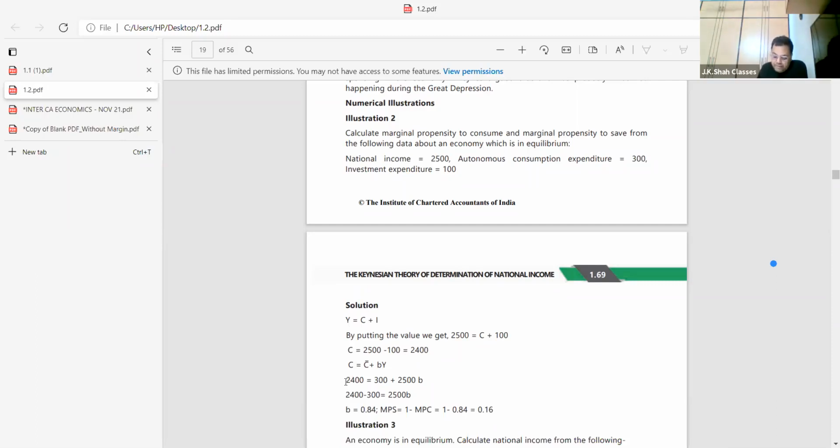So if MPC is 0.84, what is MPS? MPC plus MPS is equal to 1. So 1 minus 0.84 gives me an answer of 0.16. Solve this, students, all of you. Please solve this. Don't just sit idle. Start, all of you.